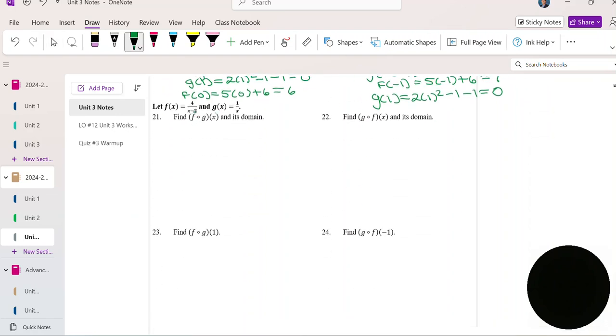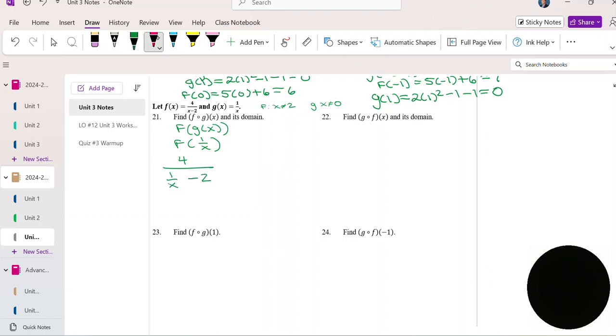So the next one. Here's where you have to consider the domain. So f, the domain, you know x cannot equal 2. And g, you know x cannot equal 0, right? So f of g of x, when you do that, you put the g in first, so it's 1 over x. And now I'm going to take that 1 over x and put it in the f.